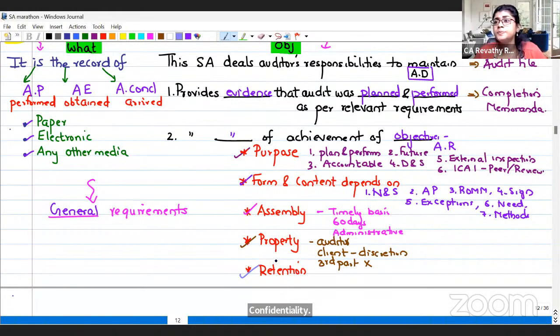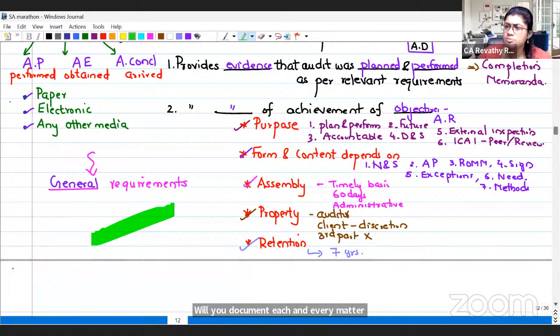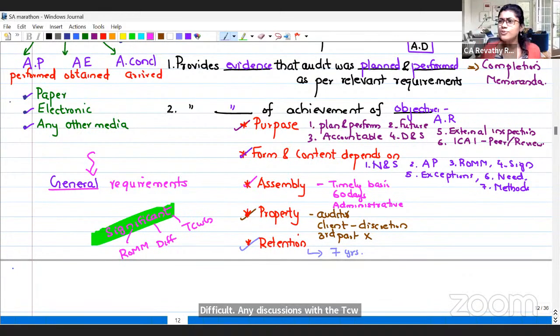How many years should you retain? 7 years or 8 years? Are you sure 7 years? 7 years. Not less than 7 years. Correct. 7 years. Finally, will you document each and every matter? No, you will document only significant matters. Can you say examples of significant matters? Like risky matter, difficult matter. Any discussions with the TCWG? I think this also we discussed in some MTP.